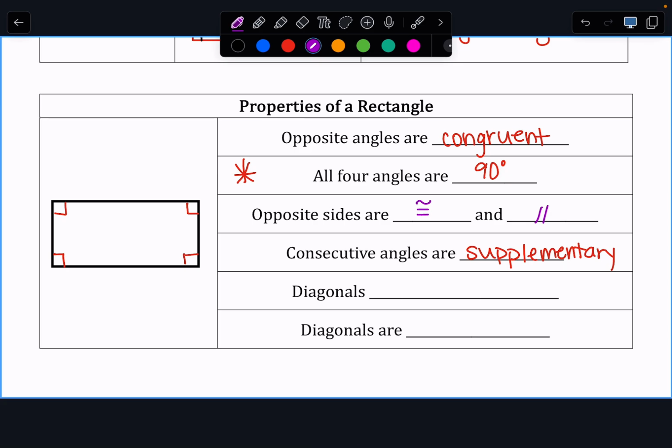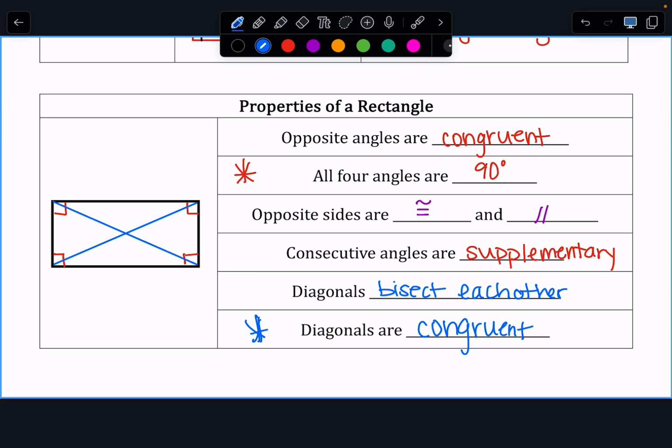Okay, because it's a parallelogram, diagonals bisect each other. But because it's a rectangle, diagonals are congruent. So in order to show that on my picture, diagonals are congruent, but since they bisect each other, I'm going to show it like this. Is that okay?